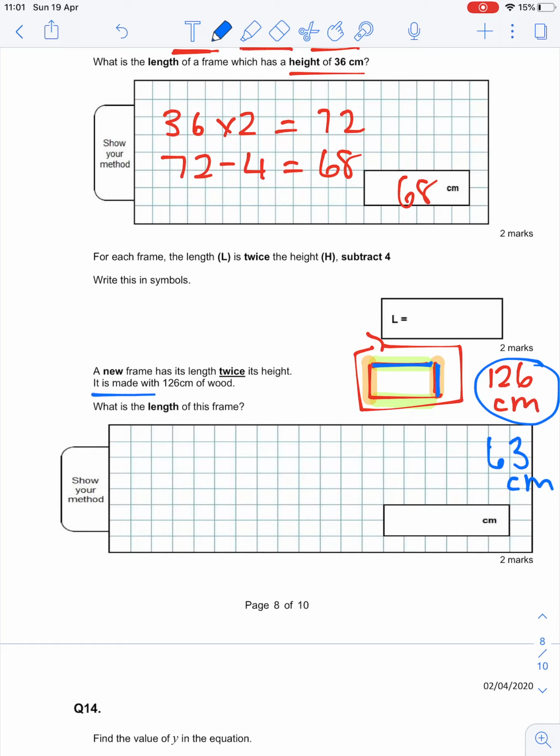Don't forget, this is the whole way round. The 126 is for 4 sides. And I only want these sides. So I only need 2 sides. So for 2 sides, it would be 63 centimetres.